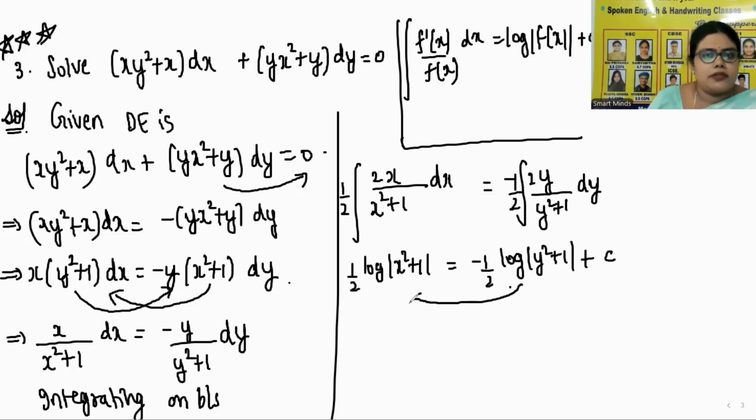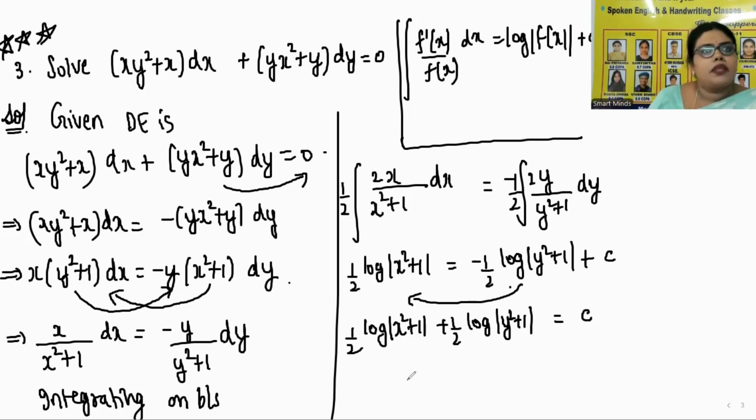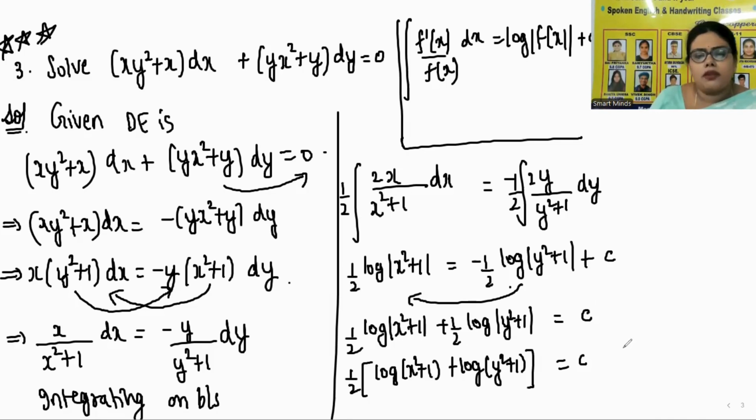Now take this term this side. We will get 1 by 2 log mod x square plus 1 plus 1 by 2 log mod y square plus 1 is equal to c. Now if I take 1 by 2 common, we will get log x square plus 1 plus log y square plus 1 is equal to c. Now take 1 by 2 that side. You will get 2c.